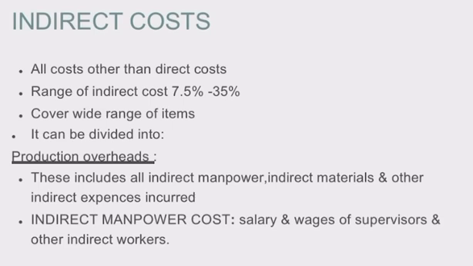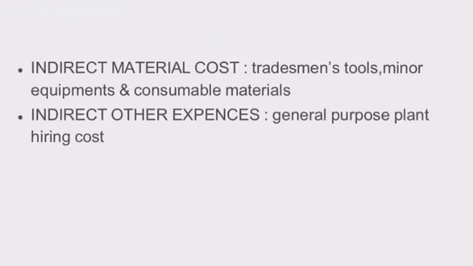It can be divided under the heads of production overheads. These include all indirect manpower, indirect materials and other indirect expenses incurred. Moving on to indirect manpower cost, they include salary and wages of the supervisors and other indirect workers. Indirect material cost includes tradesmen's tools, minor equipments and consumable materials. Moving on to indirect other expenses, they include general purpose plant hiring cost.